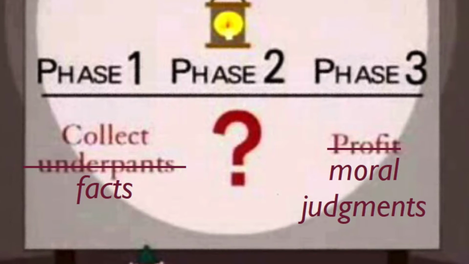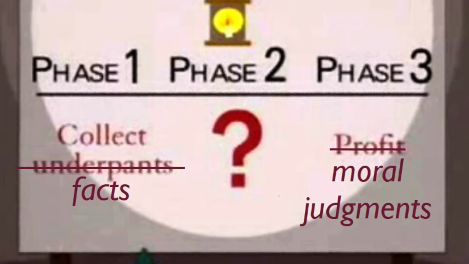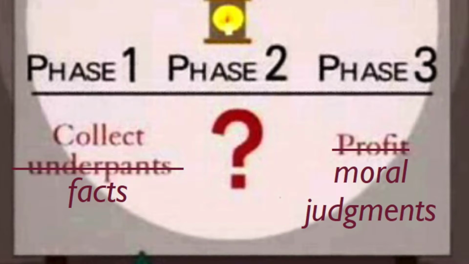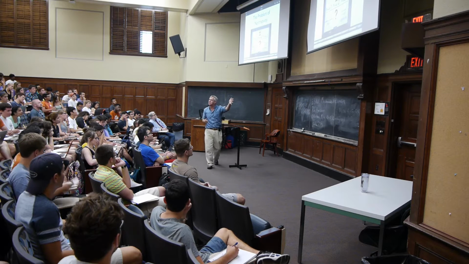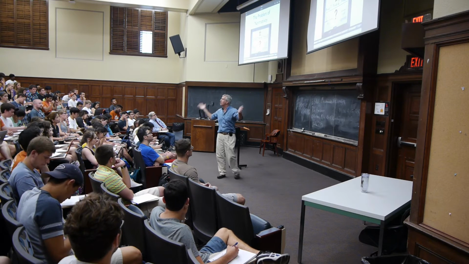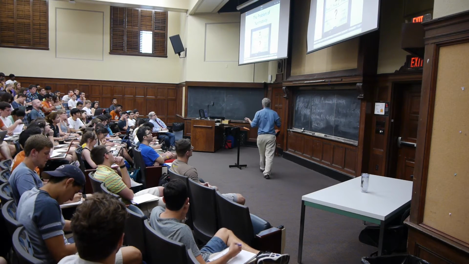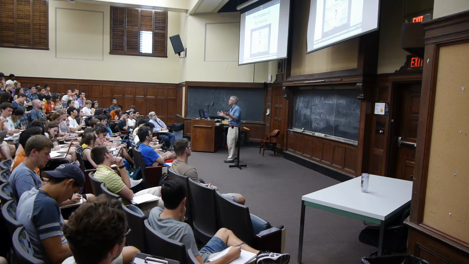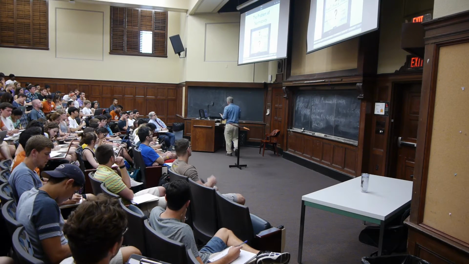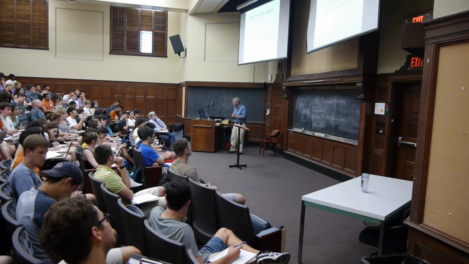Well, in our case, the problem is going to be phase 1, collect facts. Then phase 2, question mark. Phase 3, make moral judgments. Tell people what they ought to be doing. Judge things as right or wrong, good or bad, just or unjust. And the question is how we get from facts to moral judgments, to evaluations, how they fit in general into a scientific picture of the world.